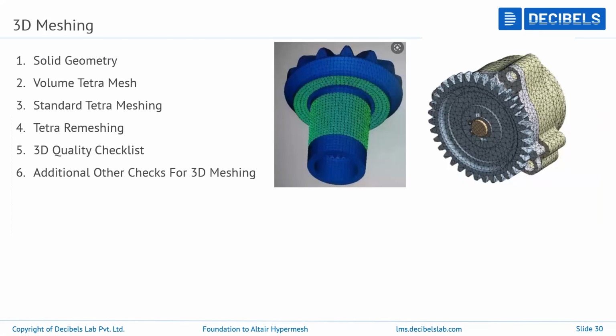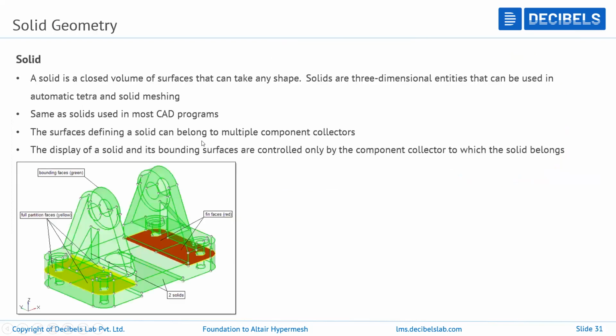Next, we'll move on to the contents of this module. I'm beginning this module with the solid geometry, then volume tetra, and all these things we'll discuss one by one. Basically, how the solid geometry looks like. See, the image you're seeing here.